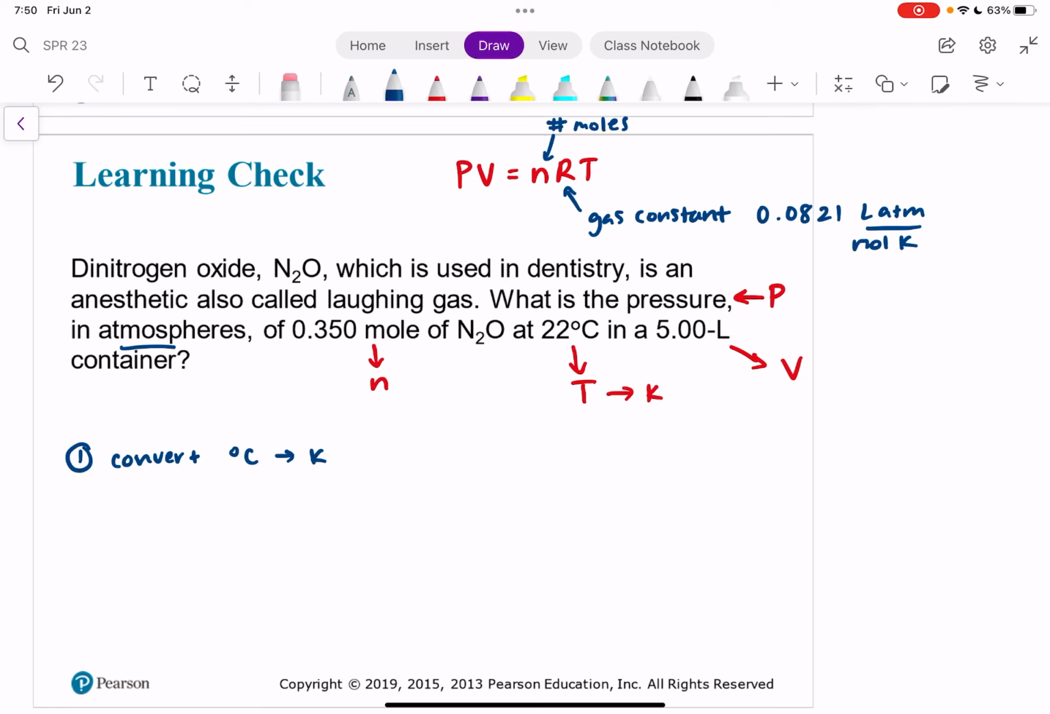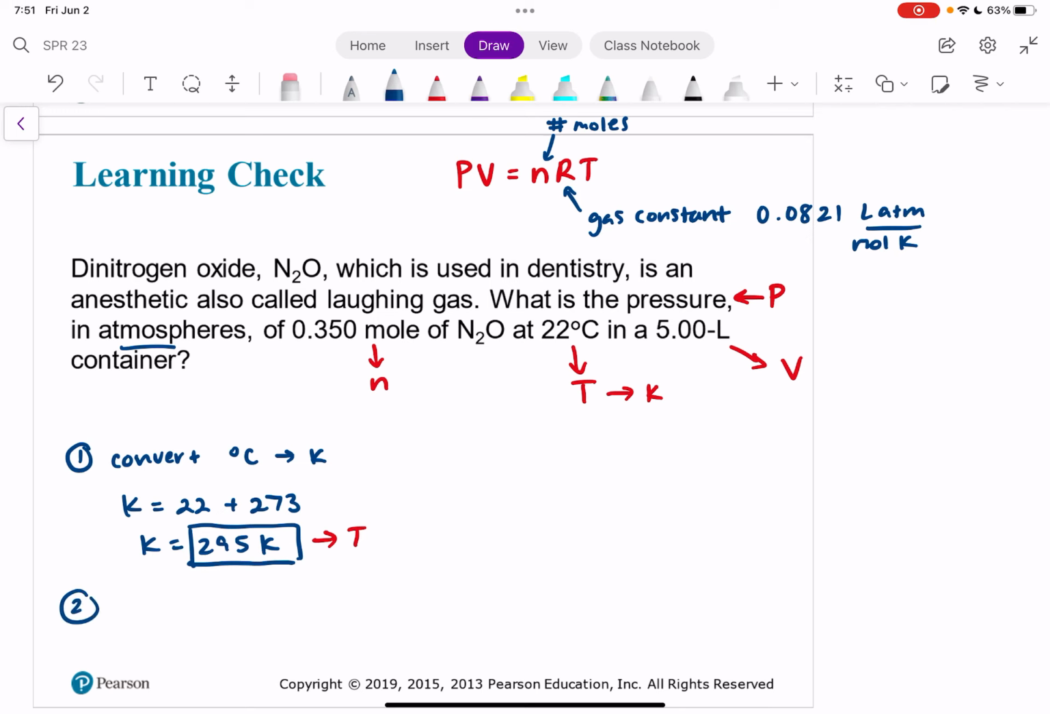So we've got 22 degrees Celsius, so K equals 22 plus 273. Kind of getting used to this probably. So 22 plus 273 is 295. K equals 295. Okay, so that's my temperature. We'll go ahead and label that T now that we have it.